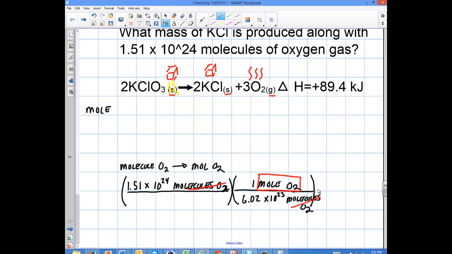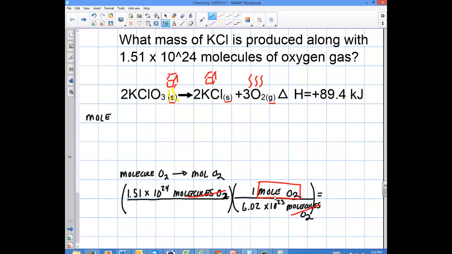So if I went ahead and finished this out, I'm going to get a number here when I take 1.51 times 10 to the 24 divided by 6.02 times 10 to the 23rd. I'm going to end up with roughly 2.5. It's going to be like 2.51 moles of O2. So again, write it out, guys. You have the number, the unit, and the molecule. Number, unit, molecule. So there's my answer.